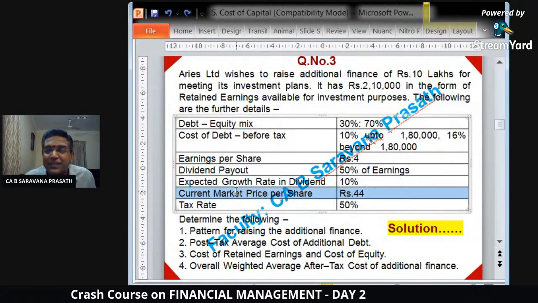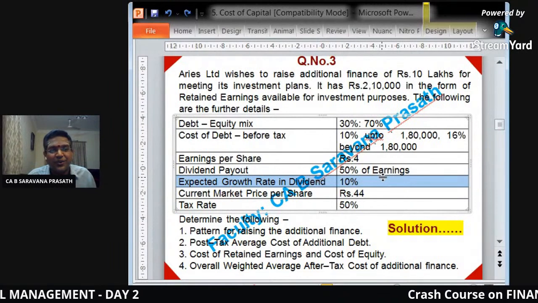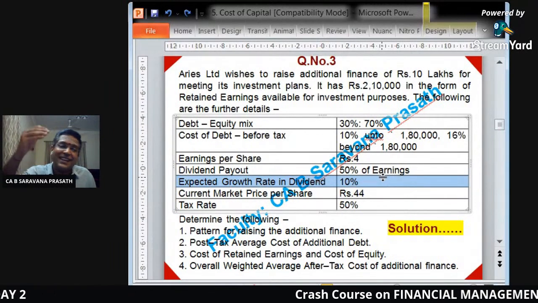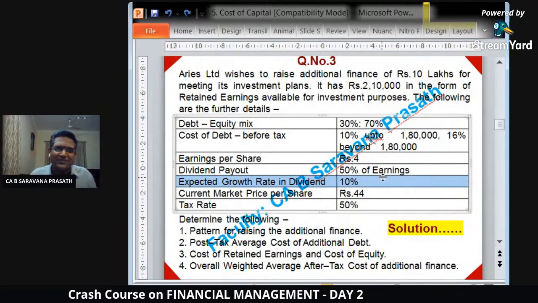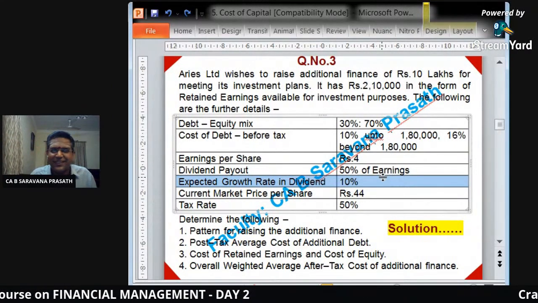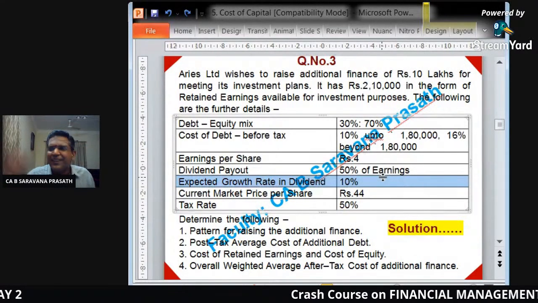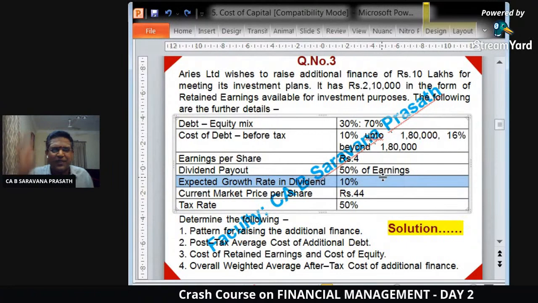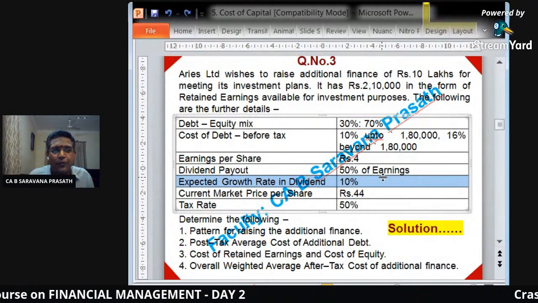Now, the question specifically says expected growth rate is there. So consequently, the first and second formulas we will ignore. See how the logic works. Beta not given, therefore 6th out. Next year market price not given, so 5th formula out. Growth is given, therefore first and second out. So we restrict it to 3 and 4.